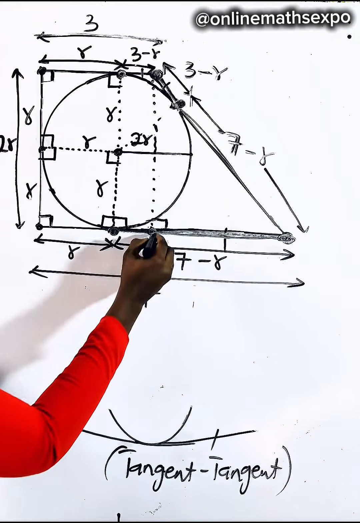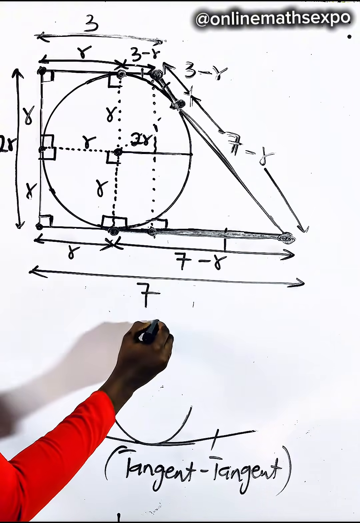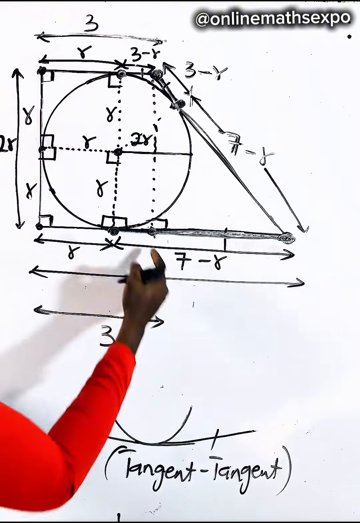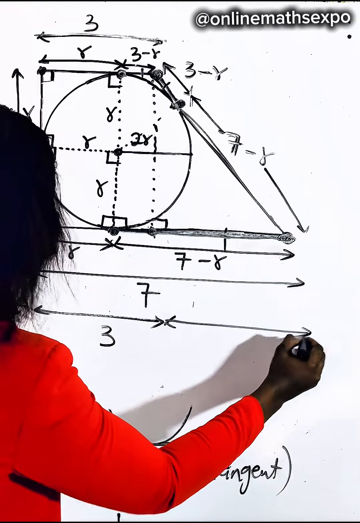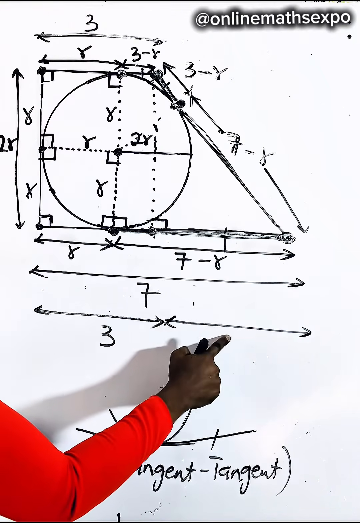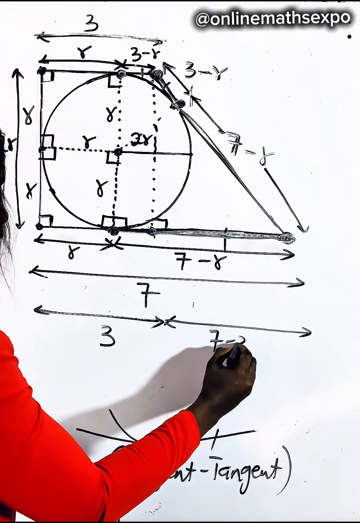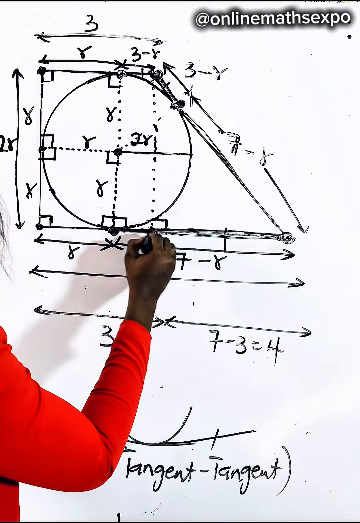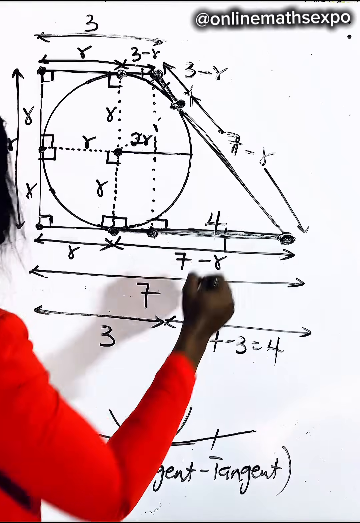So it means that from here, this part, down to this place is also 3 units. If you want to find the remaining length, what do you do? The total length is 7. From here to here is 3. The remaining length should be 7 minus 3, which gives you 4. So from here down to this place is 4 units.